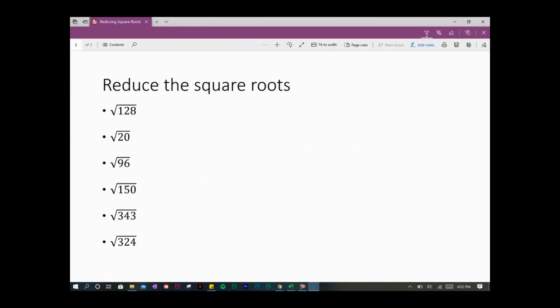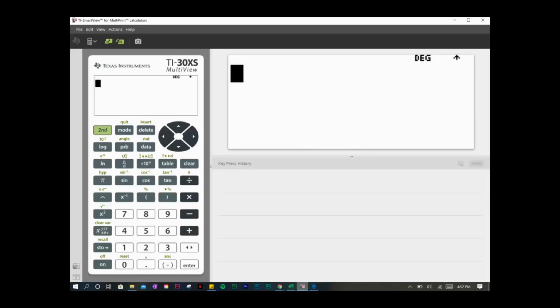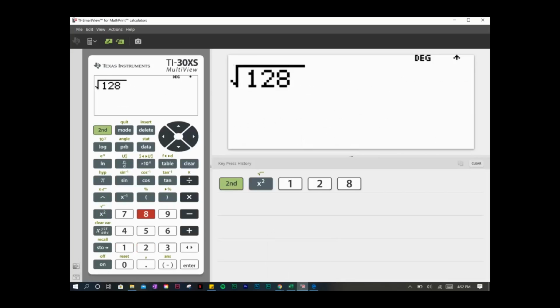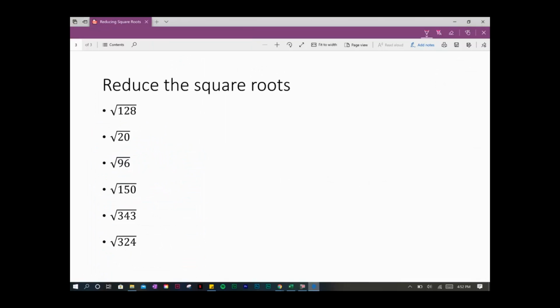So we have the square root of 128. If I go to the calculator, I'm going to hit the green second button and then the x squared button, and that gives me the square root. Then I'm going to type in 128, hit enter, and it tells me that it's 8 square root of 2. So that's the reduced version of the square root of 128. Remember, if the question asks you for it as a decimal, just use the toggle button to get it to decimal form. But we're just reducing it, so we're going to leave it as 8 square root of 2.